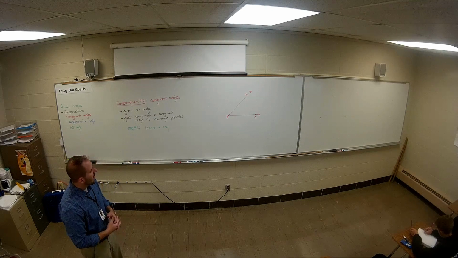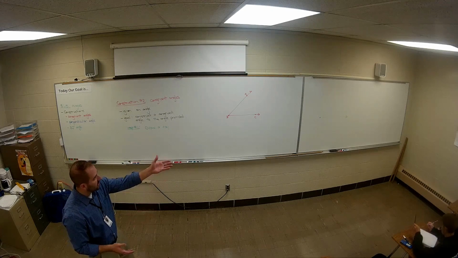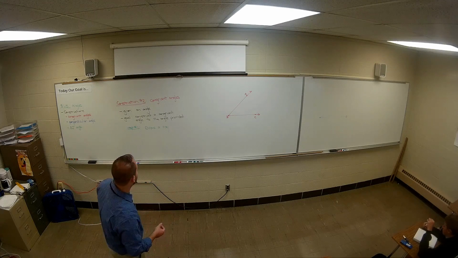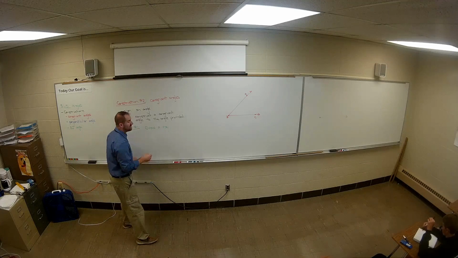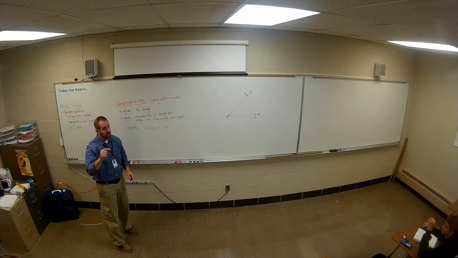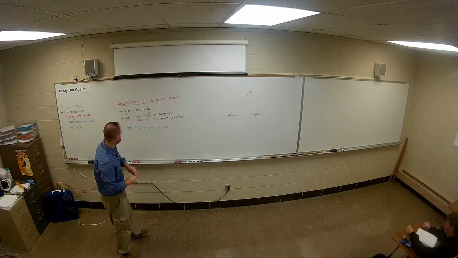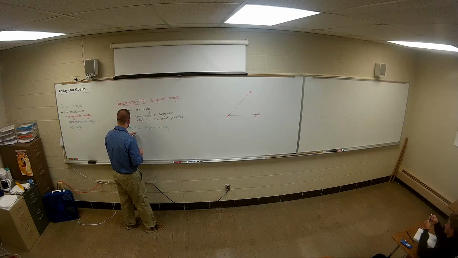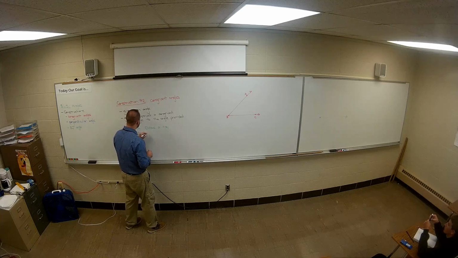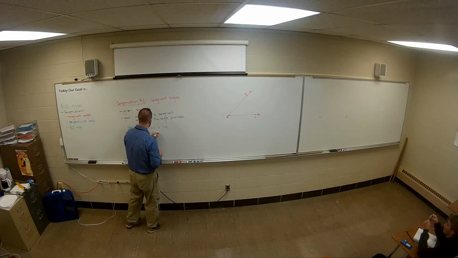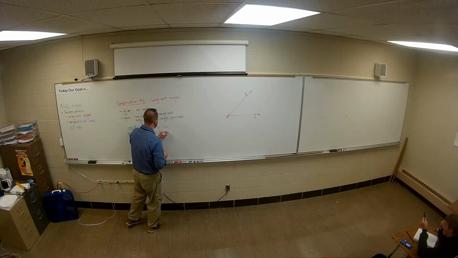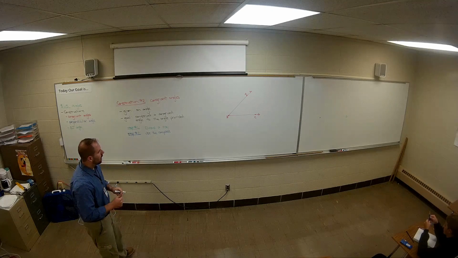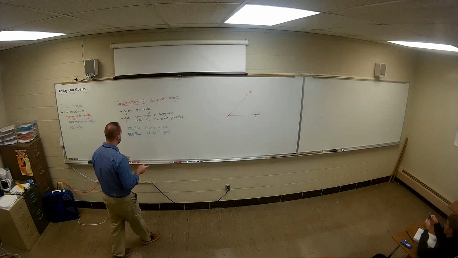Okay, so now, step 2. This is the part where we're going to need your compass. So you need to take out your compass. So step 2. We're going to use the compass. And what I would like you to do is open up the compass to a random size. Random size. Not too big, not too small. And what we're going to do is draw an arc on the original angle.